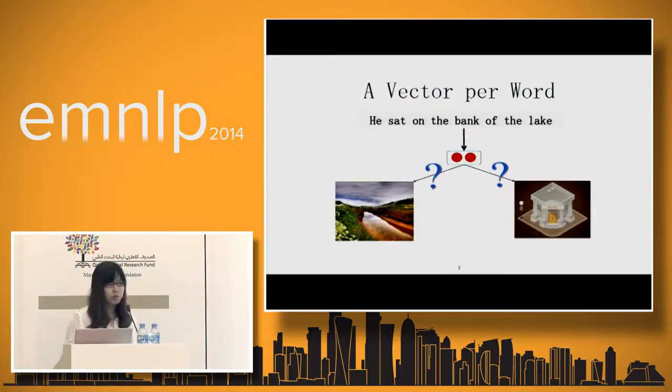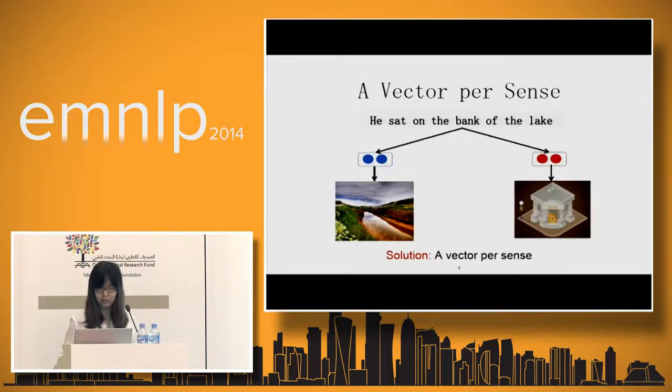However, for some words, there is more than one sense. For example, the word bank has two major senses. One refers to the riverbank, and the other is a financial institution. So, if we only learn one vector for each word, it's problematic. Here is a solution. We can just learn one vector for each sense.